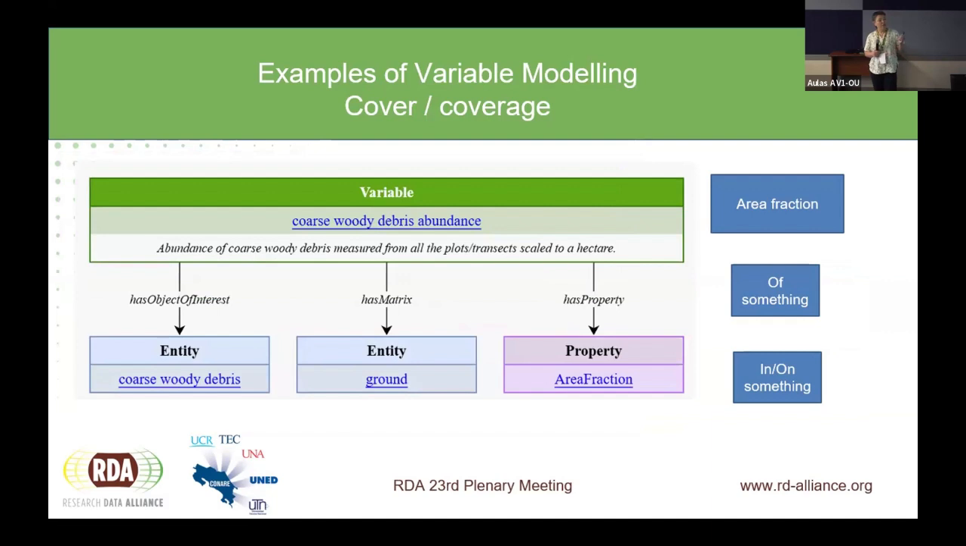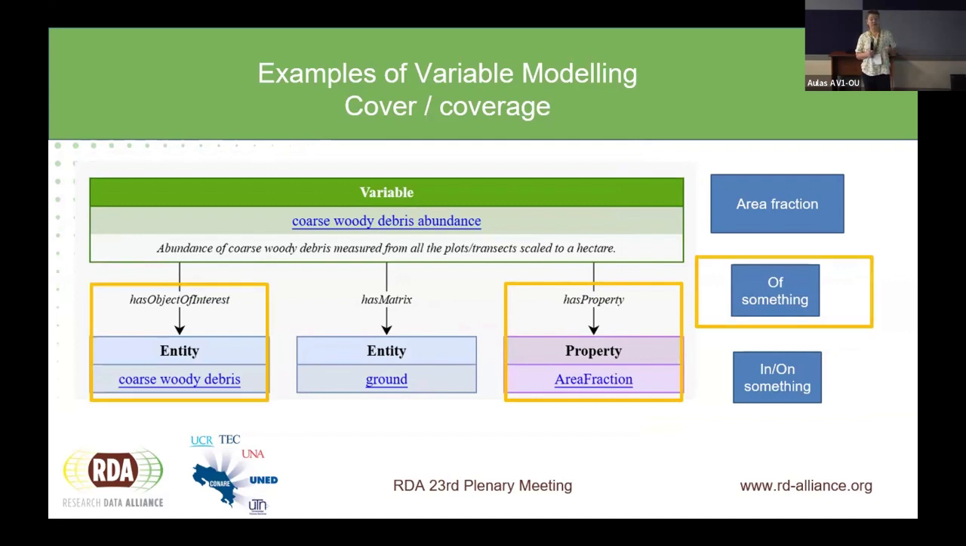And then if we look at the coarse woody debris abundance, which is, I believe, an EBV, but anyway, it is a commonly used variable. Again, here, area fraction is the same as before. Of something, now the object entity is changed. It is coarse woody debris, that is also defined in some lists that are relevant to the particular domain being looked at, and the matrix being the ground.